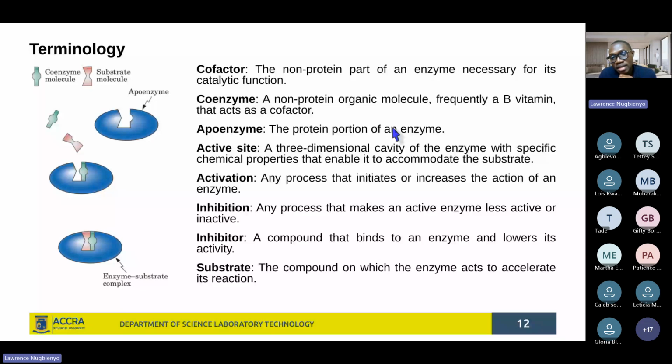Then there is the apoenzyme. The apoenzyme is the protein part of the enzyme, the protein itself, sometimes being referred to as apoprotein. So you can have apoprotein, apoenzyme. It's only referring to the protein part of the enzyme. Then active site. So an active site, you see, a protein is a large molecule.